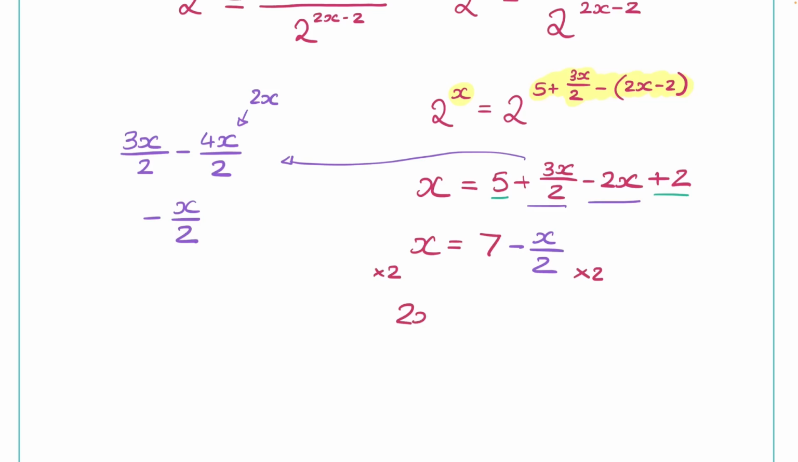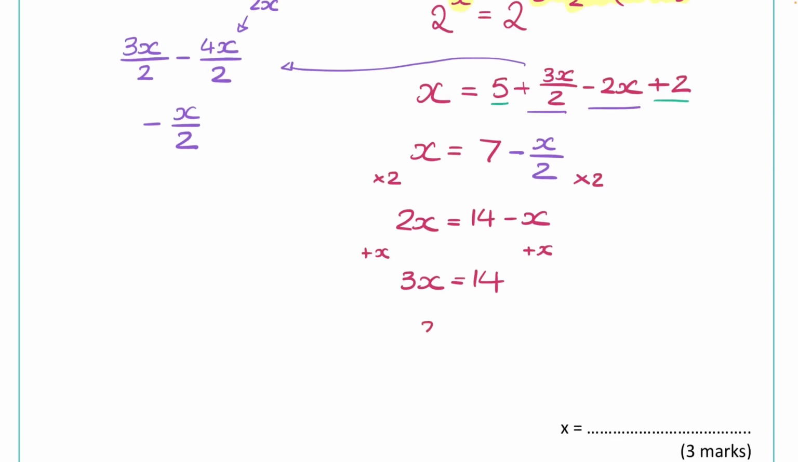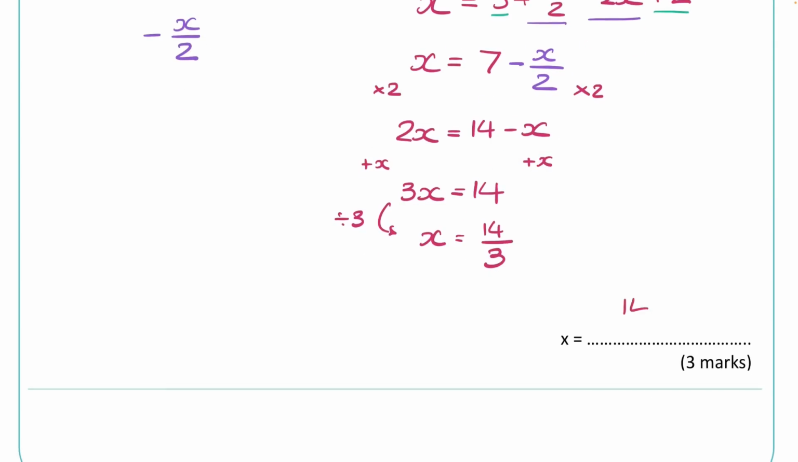We have 2x equals 14 minus x. I can now add x to both sides, and we get 3x is equal to 14, and then I can divide by 3, and we get x is equal to 14 over 3. And there we go, and there is our final answer, x is equal to 14 over 3.